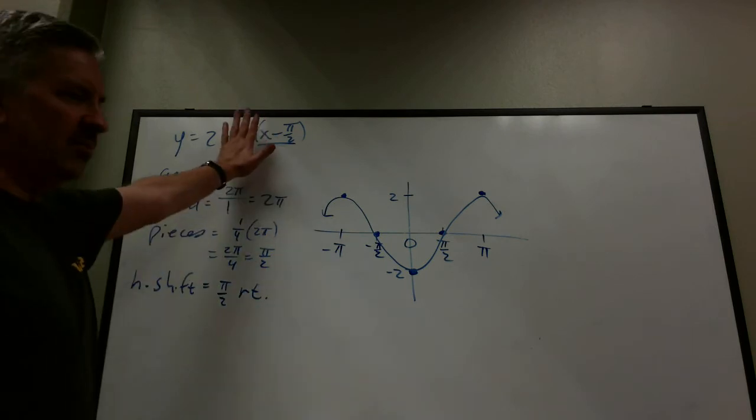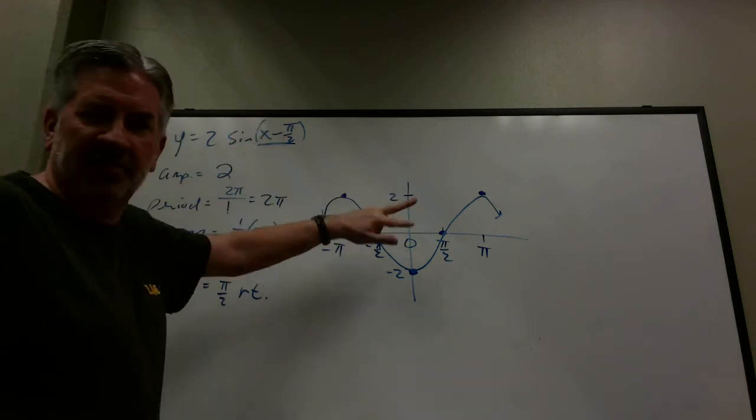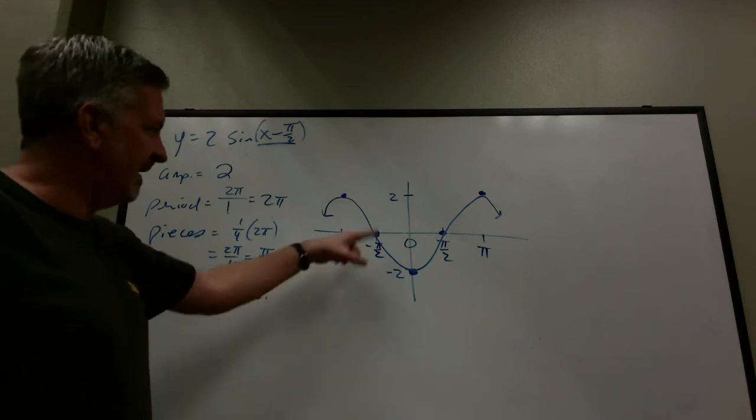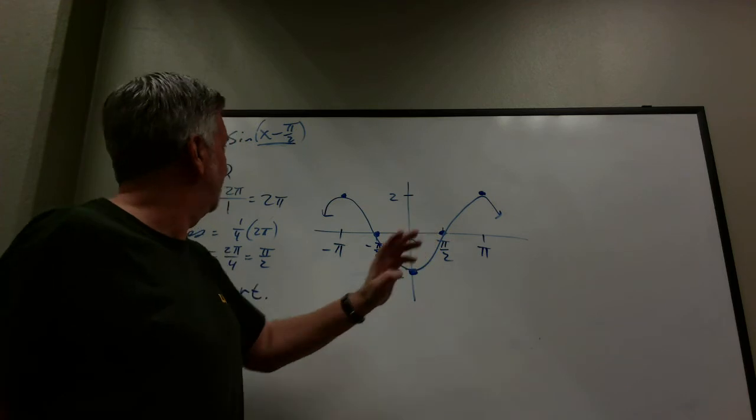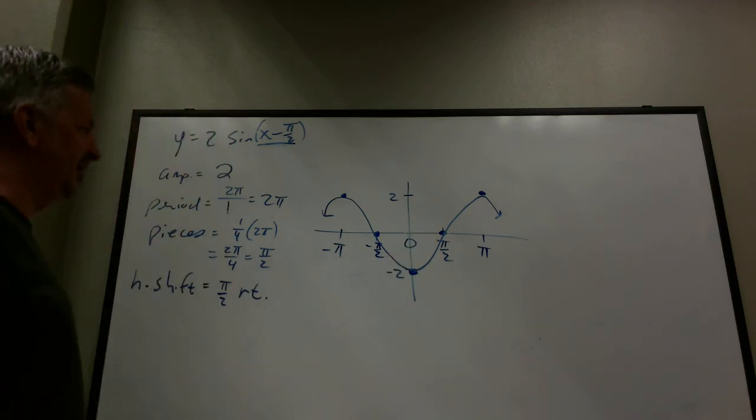Notice, if you didn't know the original equation here, you would think it's just a reflection of the cosine graph. Well, with the amplitude change, right? But notice what we actually did. It's the sine graph. We shifted to the right. And then it starts looking like the cosine graph.